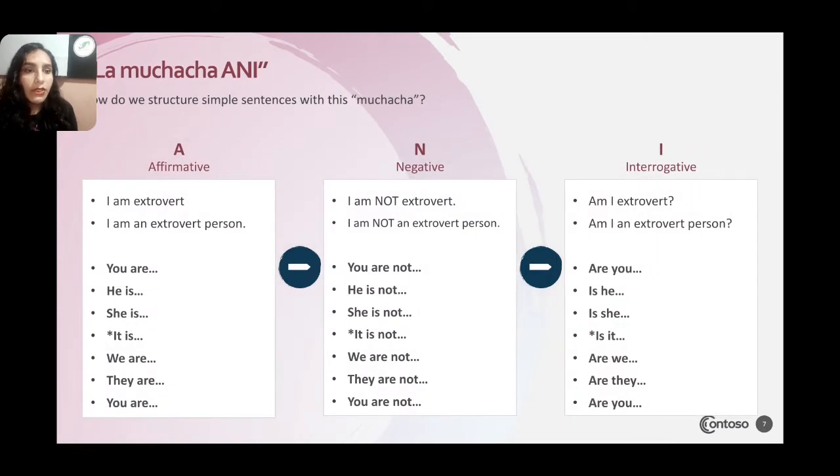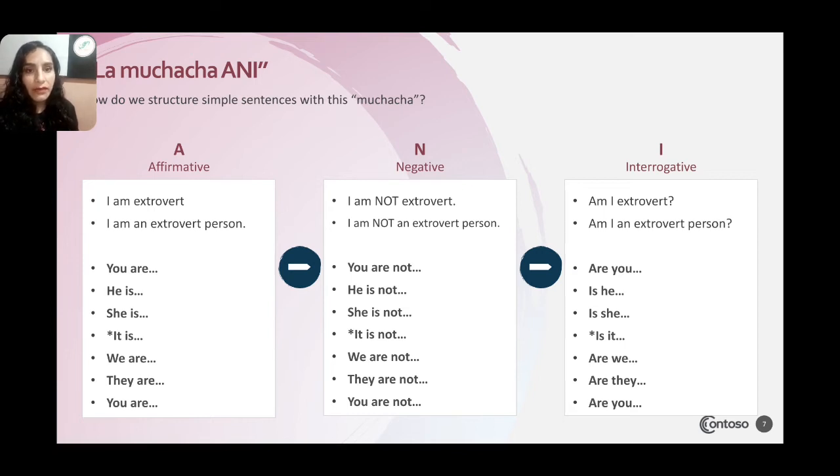And here I'm introducing the muchachona. What is the muchachona? This girl is called Annie. That's why I call her the muchachona. La muchacha Annie. ¿Qué significa?